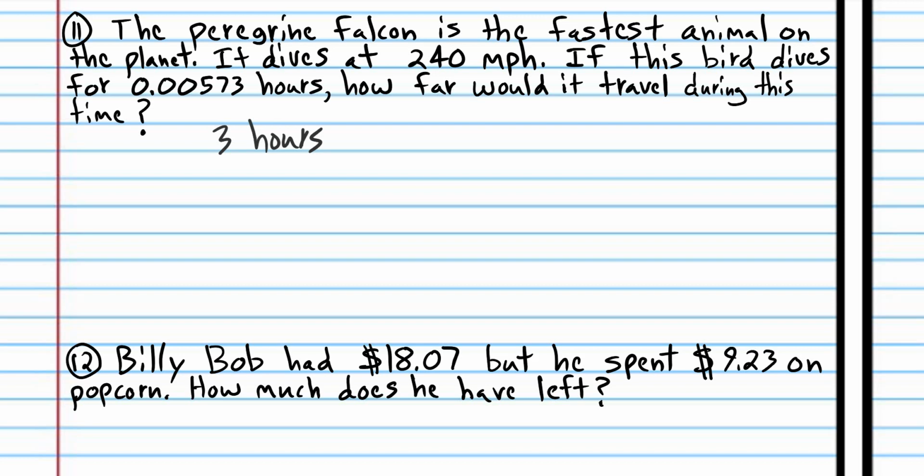So now that we have 3 hours instead of 0.00573 hours, let's reread the problem and figure out what's going on here. So we have 200. The Falcon moves 240 miles per hour. What that means is it travels 240 miles for every 1 hour. It takes 1 hour for the Falcon to move 240 miles. All right?